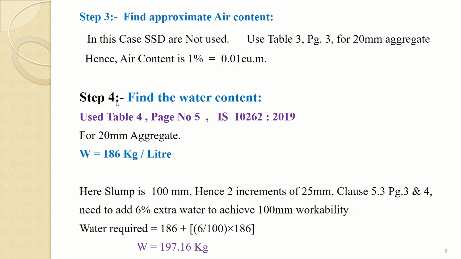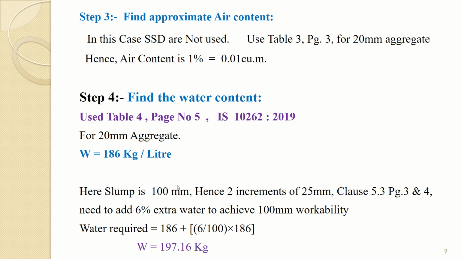Now after knowing air content, the next step is to find the water content. To find the water content, you should use Table 4, page 5, IS 10262. For 20 mm aggregate, it is given as 186 kg. Okay, it is not per liter, it is 186 kg or liter; consider this slash as 'or', kg or liter. And this water content will vary according to the slump required.